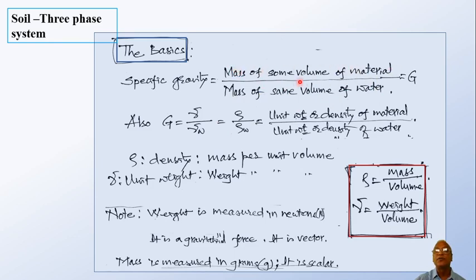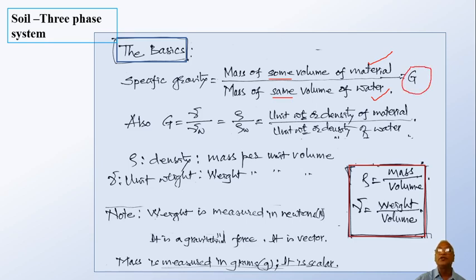Look at the terms put here. Here instead of material I have put water at the bottom. Here "some", here I have made it "same", right? So if you can remember these things, that is, "some" is there on the top and "same" is there in the bottom, and material on the top and then water in the bottom, so you have defined specific gravity.